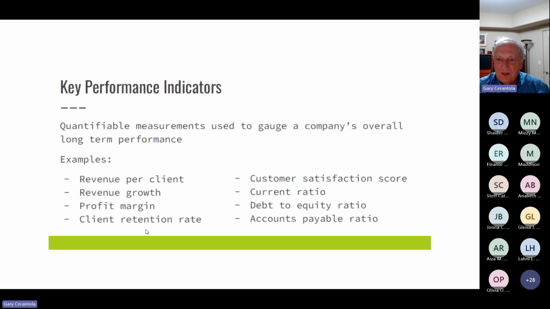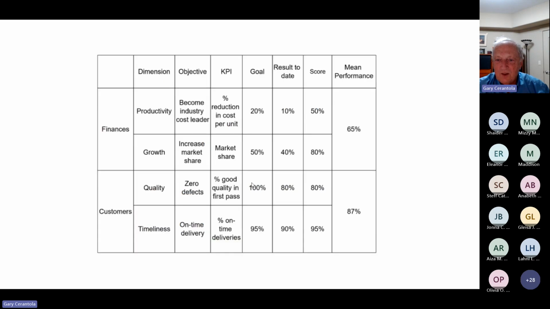Just for future reference. Okay, so here are some key performance indicators, some examples: revenue per client, current ratio, customer satisfaction score. And again, in the video, she explains this, so you'll be able to see this. So you're going to be in the finance areas for your Cupcake project.